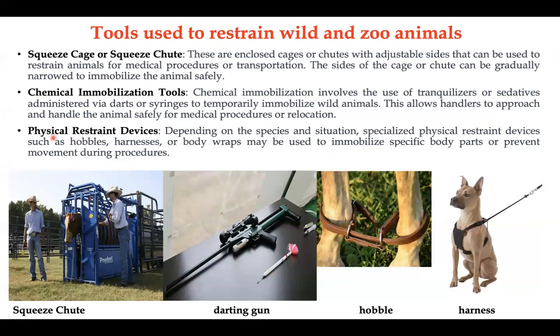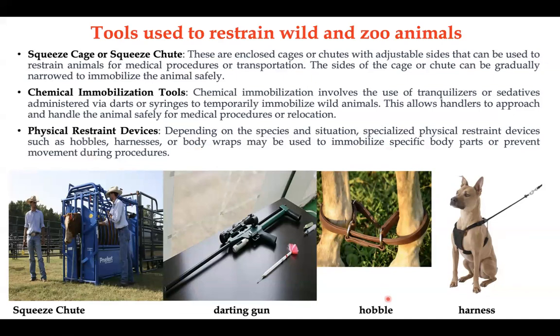Other than these, some physical restraint devices also can be used, as you can see in the last two pictures. One is called a hobble, and the second one is a harness. Depending on the species and situation, specialized physical restraint devices such as hobbles, harnesses, or body wraps may be used to immobilize specific body parts or prevent movement during procedures.